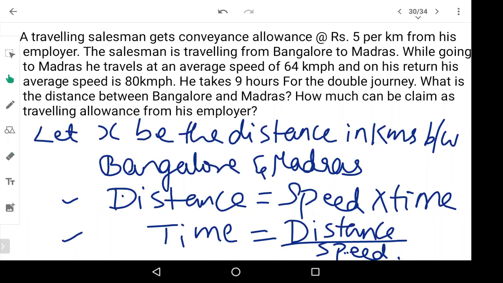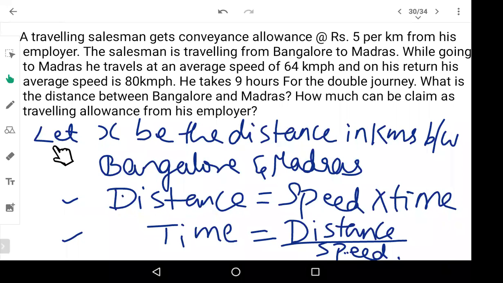While going to Madras, he travels at an average speed of 64 kilometers per hour, and on his return, his average speed is 80 kilometers per hour. From Bangalore to Madras, he's traveling at 64 kilometers per hour, while coming back, he is at 80 kilometers per hour. He takes 9 hours for the double journey. So going and coming back, the time taken is 9 hours. What is the distance between Bangalore and Madras is what they're asking. Don't open Google Maps and check. We will solve this problem.